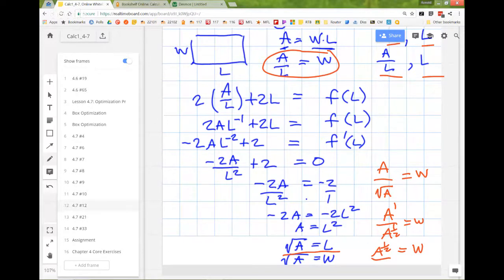So both the length and the width are the square root of A, and sure enough, we're back at a square again, aren't we? Whatever you do, don't assume this idea of a square, but you'll find out that in other cases a square is a very efficient way to make a rectangle. Okay. Any questions?